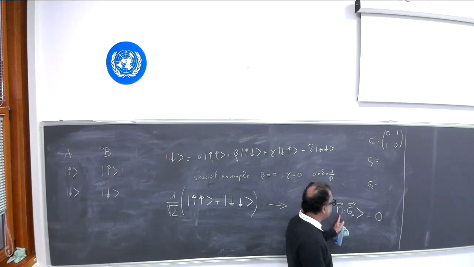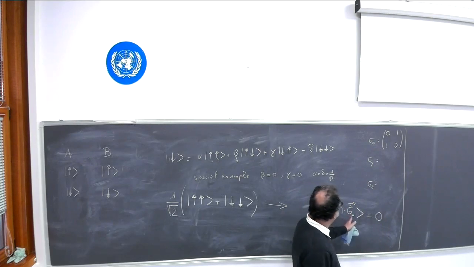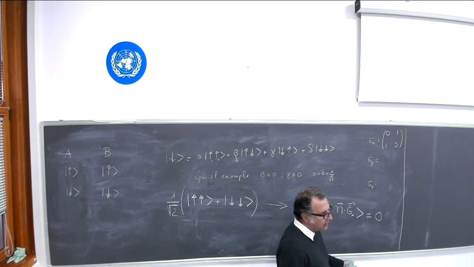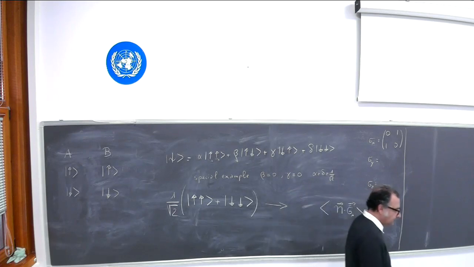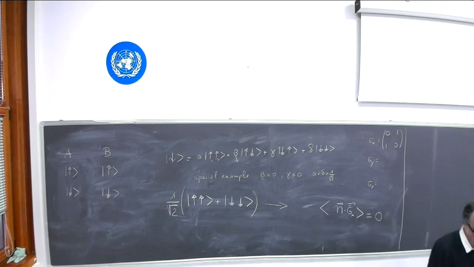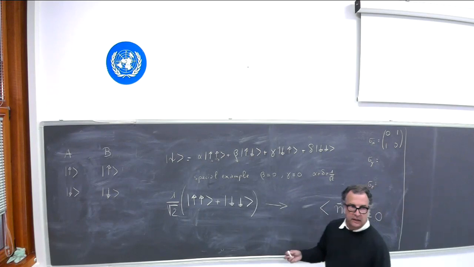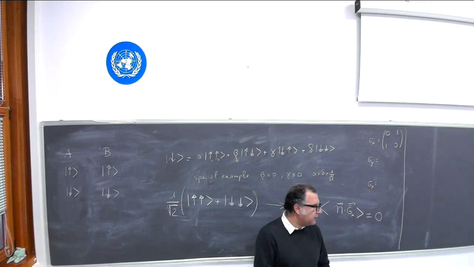Okay, because you can take any director on the sphere. So then you have to compute the average value of the component x, y, and z, and you find that this is 0. So here we did it for the spin A, but you can do the same for the spin B.